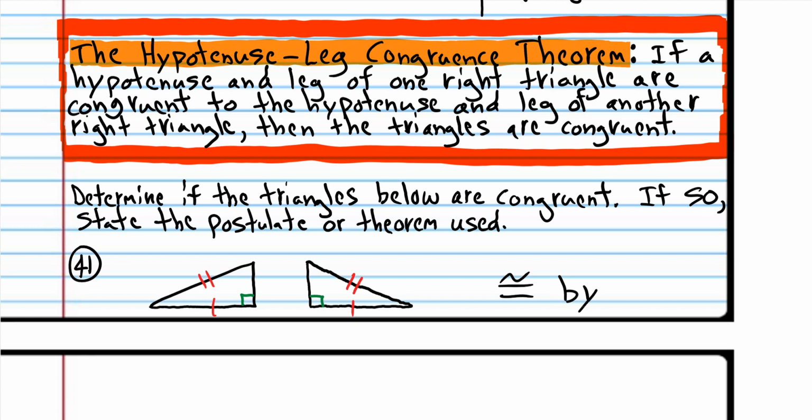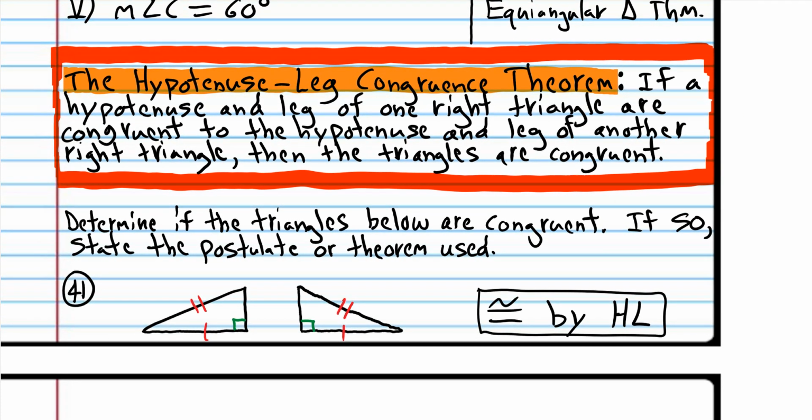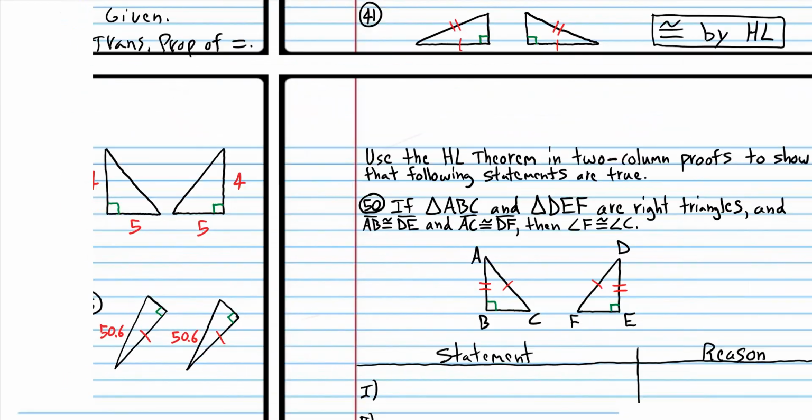So we abbreviated the other statements as SSS, SAS, ASA, and AAS, and so the hypotenuse-leg congruence theorem is abbreviated HL. So go ahead and get a screenshot of that theorem, and we'll go on to the next problem.